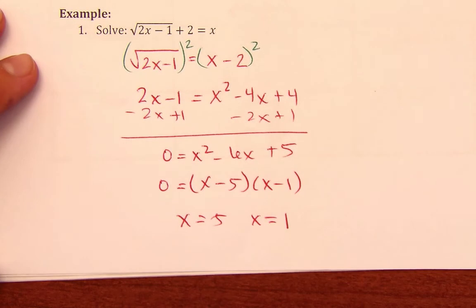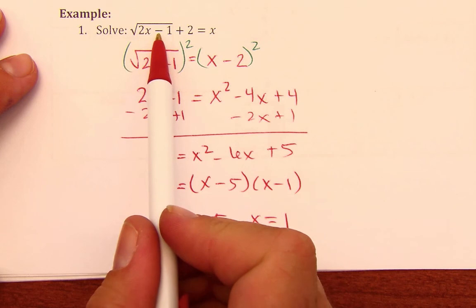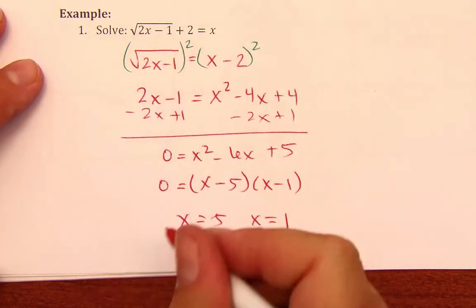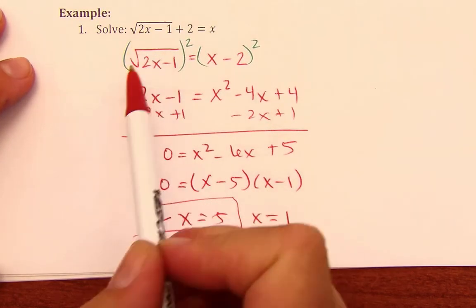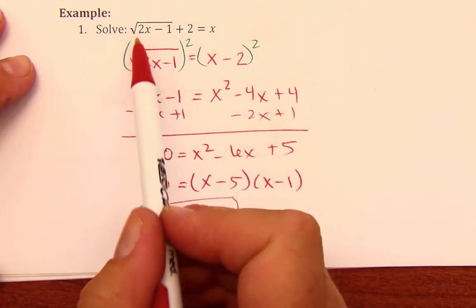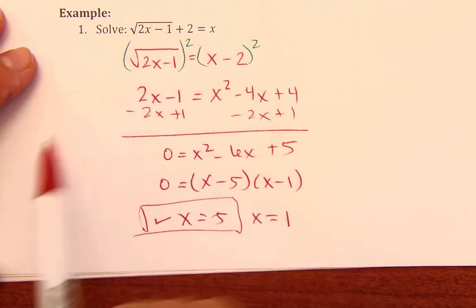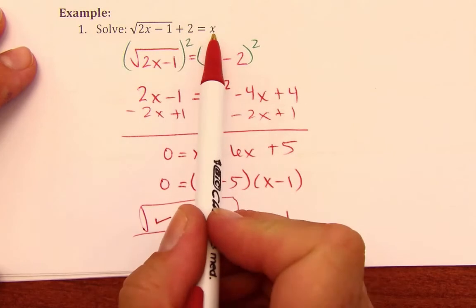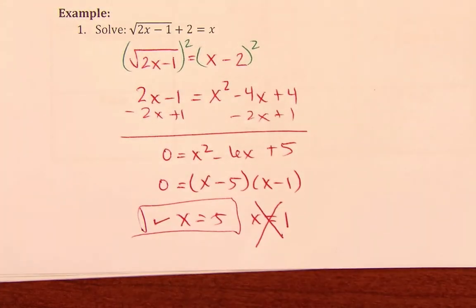But I need to check my answers. If I plug in 5 here, 5 times 2 is 10, minus 1 is 9, square root of 9 is 3, 3 plus 2 is 5, and so that one works out. And if I plug in 1, 2 times 1 is 2, 2 minus 1 is 1, square root of 1 is 1, plus 2 is 3. Well, 3 is not equal to 1, so this solution does not work. And that is the end of section 7.